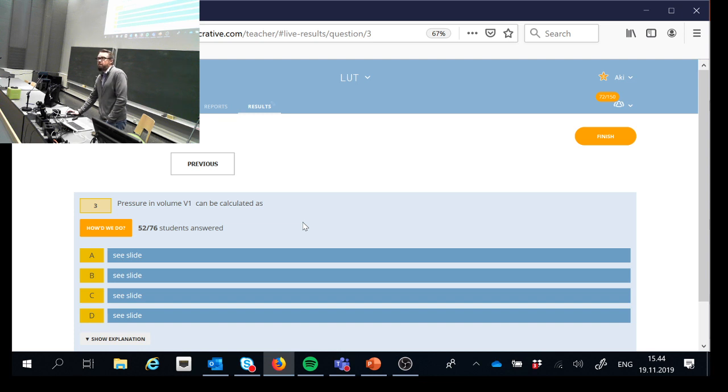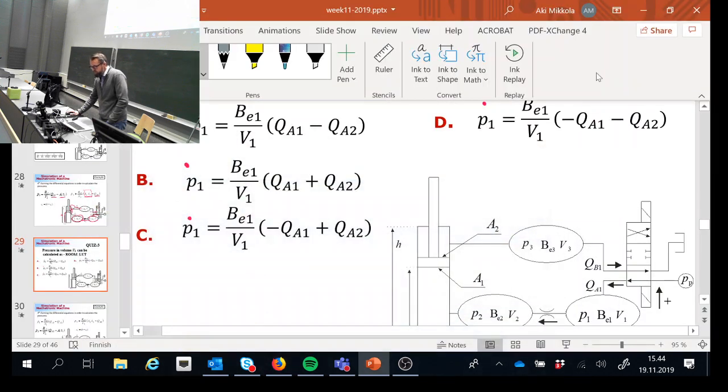You all done? Okay, what's the correct one? I was confused between A and C. I got it. So you were with this and this. Here this is positive, meaning that it's producing more flow rate. So the arrow is towards the volume, so it has to be positive. This is taking off from it, so that's this one.